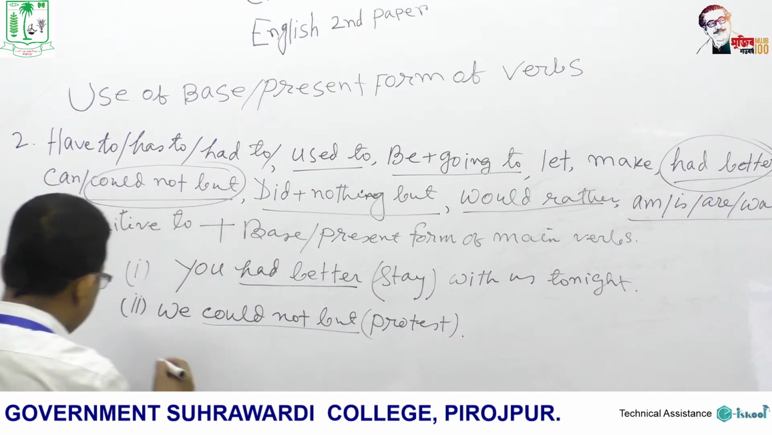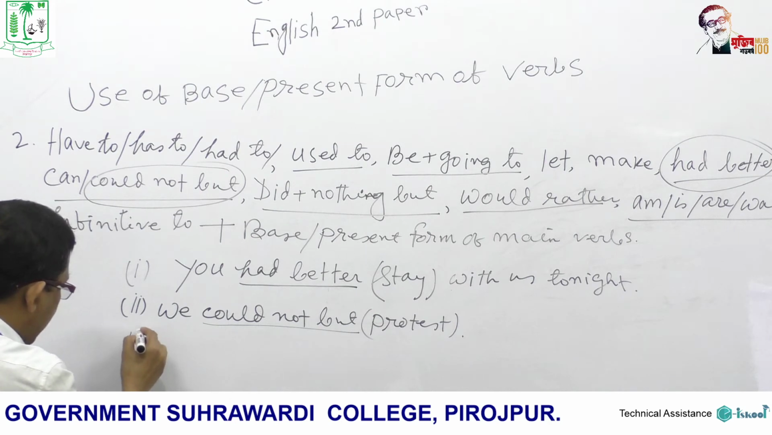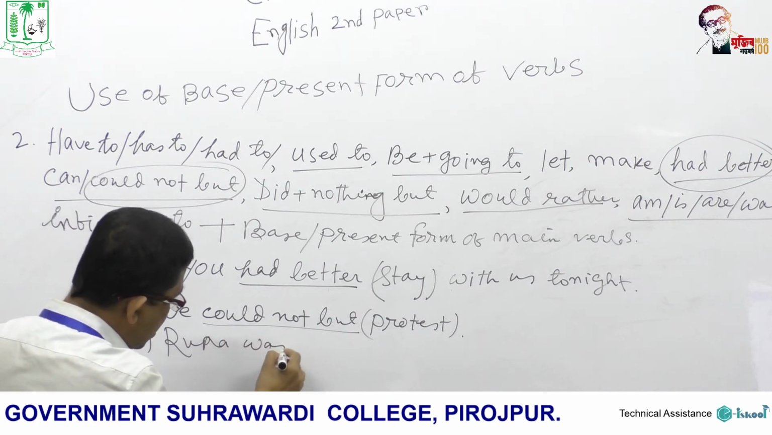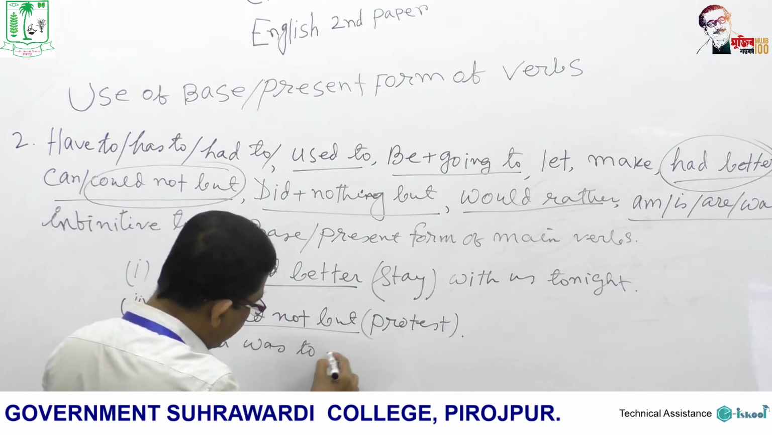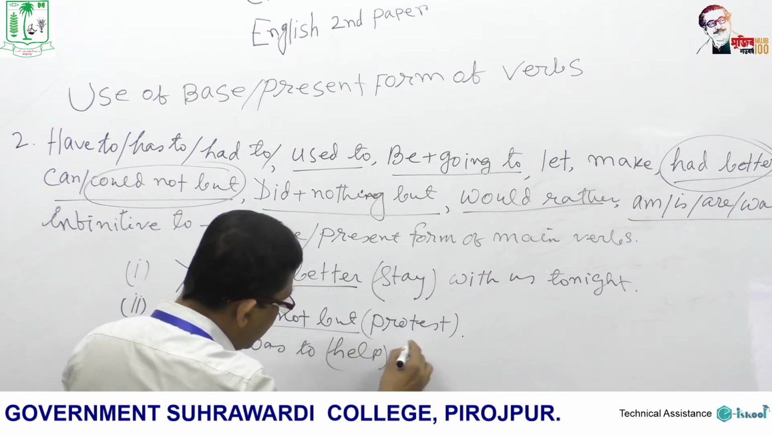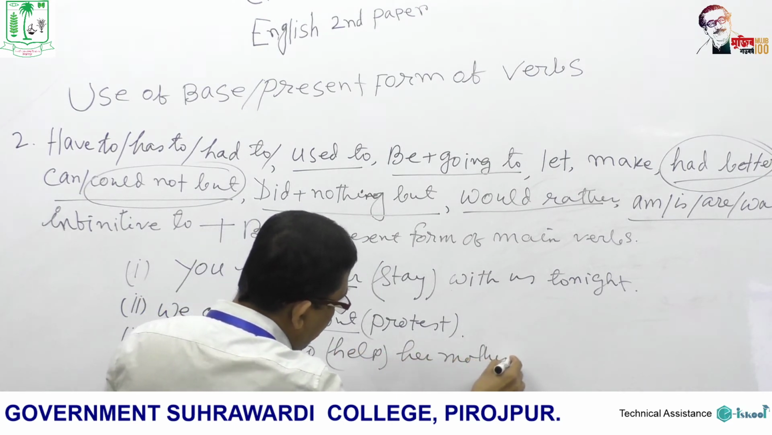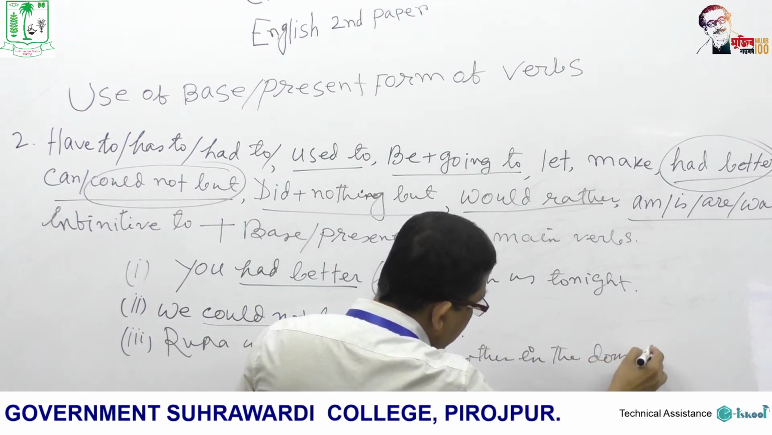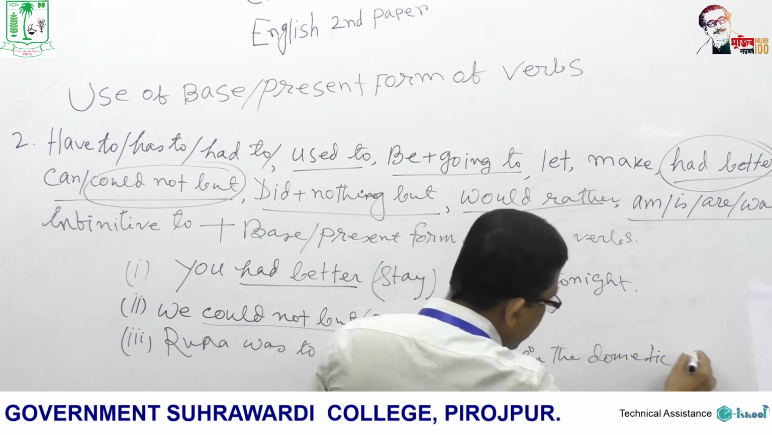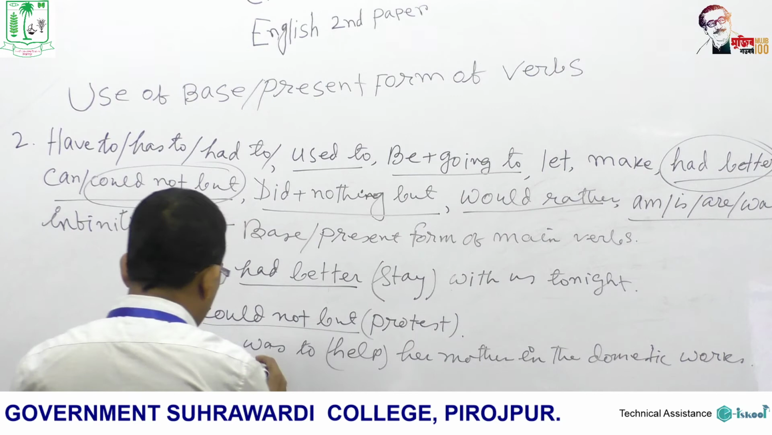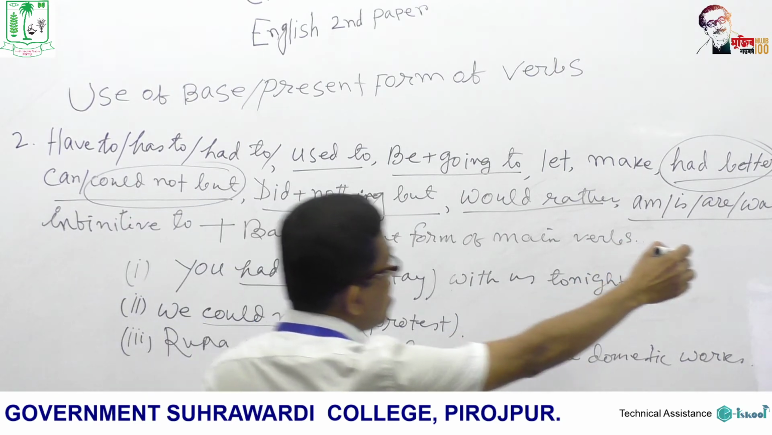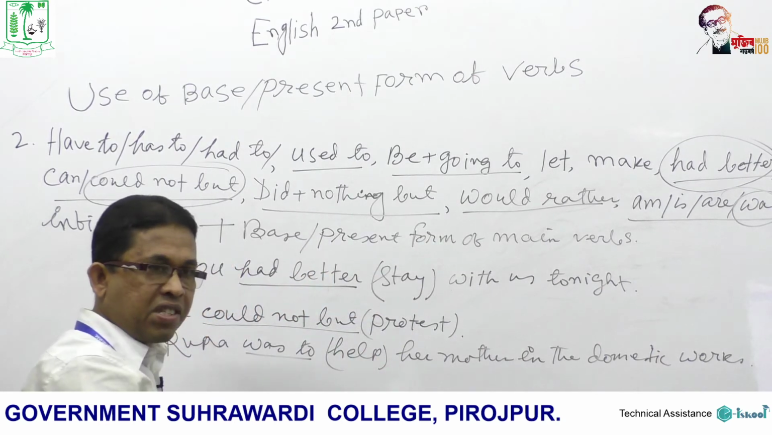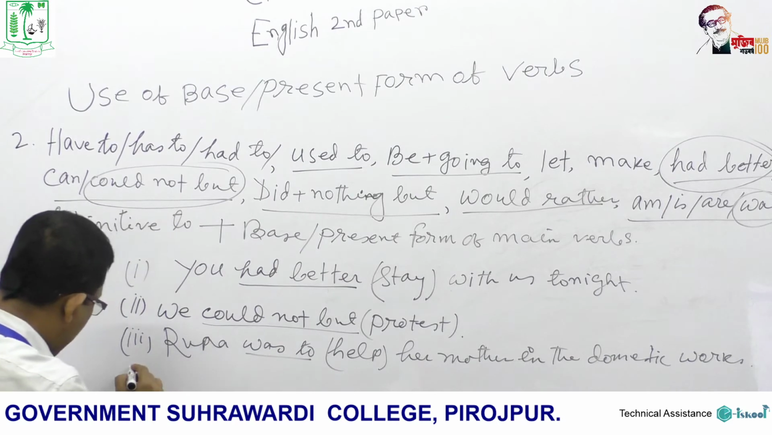And then example number 3, Rupa was to help her mother in the domestic works. Rupa was to. This is was plus to. So, what should be the correct form of help? This is the question.